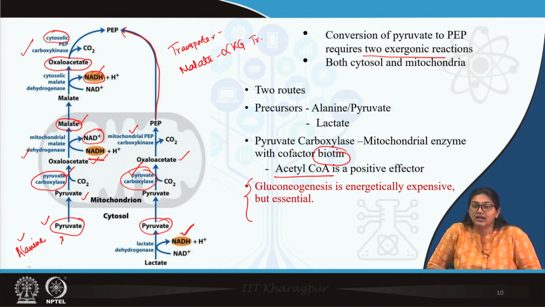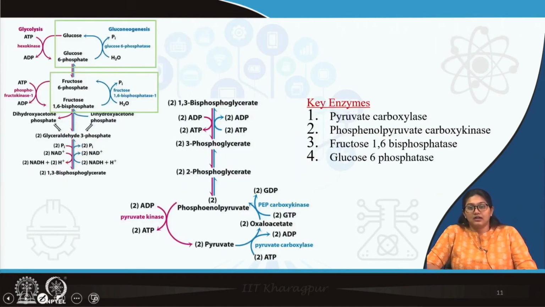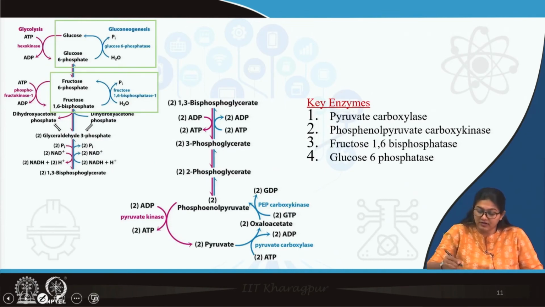Why? To maintain the supply of energy in cells like brain cells and RBCs, which mostly depend on the fuel glucose. So, neoglucogenesis is essential even if it is energetically expensive. We have already discussed these first two enzymes.